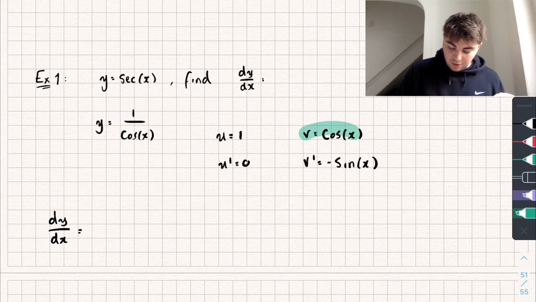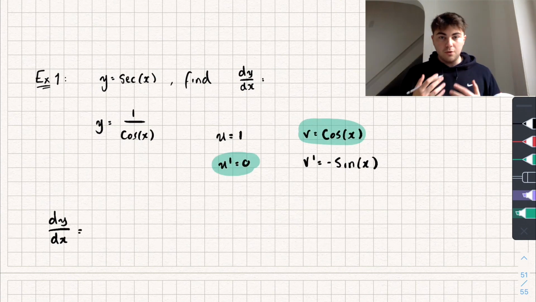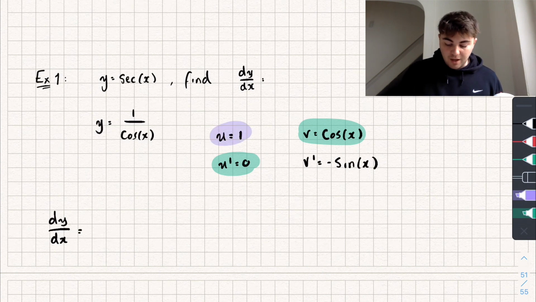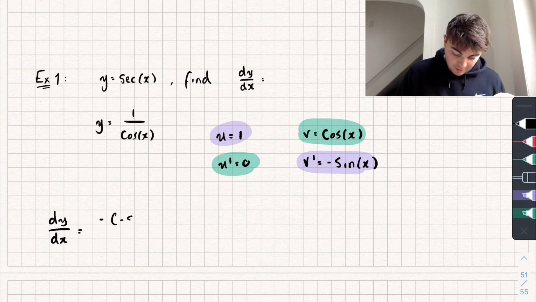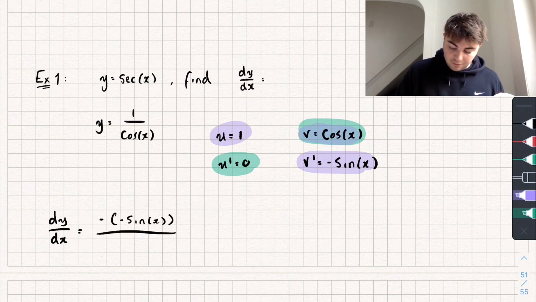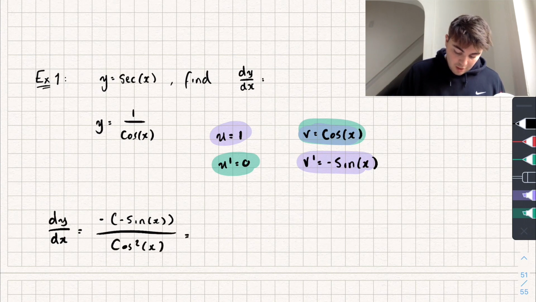And that's equal to the function v multiplied by the derivative of u. So 0 multiplied by cosine of x is just 0. And then we subtract from that the function u multiplied by the derivative of v. So we're subtracting negative sine of x. And then that's all divided by the function v squared. So that's all over cos squared of x. So we then get the derivative is sine of x divided by cosine squared of x.